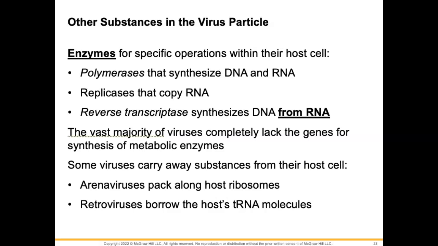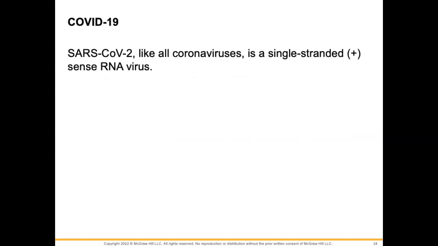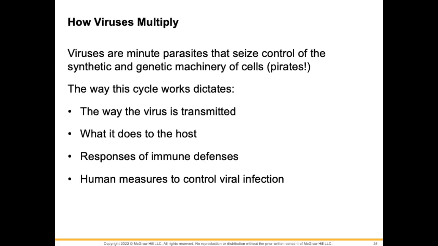So some viruses carry away substances from their host cells. So they're hijackers. They steal what they want, what they find to be usable, and they learn from that over time. Rhinovirus takes along some ribosomes. Retrovirus borrows the host tRNA molecules. So this is a little information. I took some of the information out of the slide. SARS-CoV-19, basically, like all coronaviruses, is a single-stranded, positive sense strand RNA virus.